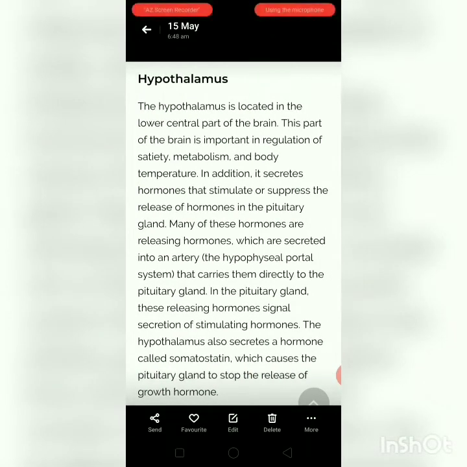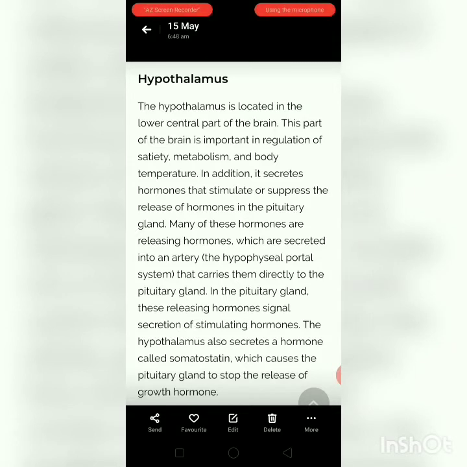What is the hypothalamus? The hypothalamus is located in the lower central part of the brain, in the middle part of the brain. This part of the brain is important in regulation of satiety, metabolism, and body temperature. In addition, it secretes hormones that stimulate or suppress the release of hormones in the pituitary gland. Many of these hormones are releasing hormones, which are secreted into an artery that carries them directly to the pituitary gland. In the pituitary gland, these releasing hormones signal secretion of stimulating hormones.